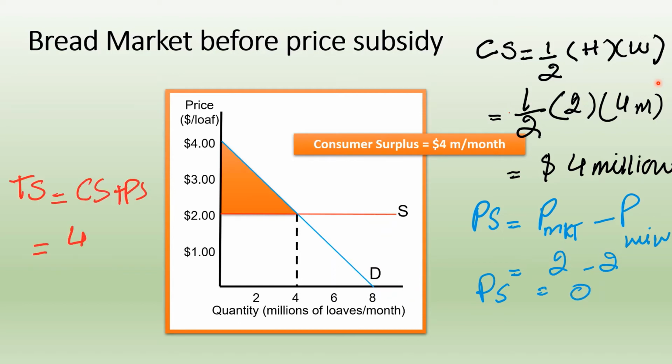The total economic surplus is going to be $4 million per month, and this is the situation before the implementation of the price subsidy. Now let us try to understand what is going to be the total economic surplus after the subsidy.